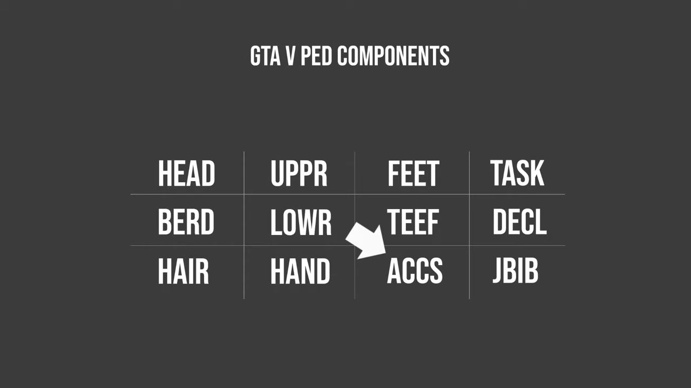ACCS component, used for accessories. Task component, used for bulletproof vests, backpacks, or similar. DECL component, used for decals like tattoos or clothing texture overlays. JBib component, used for additional layers of clothing or accessories, like a vest, jacket, jewelry, etc.